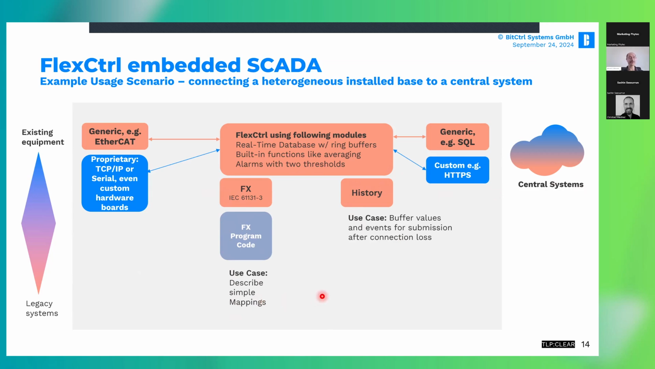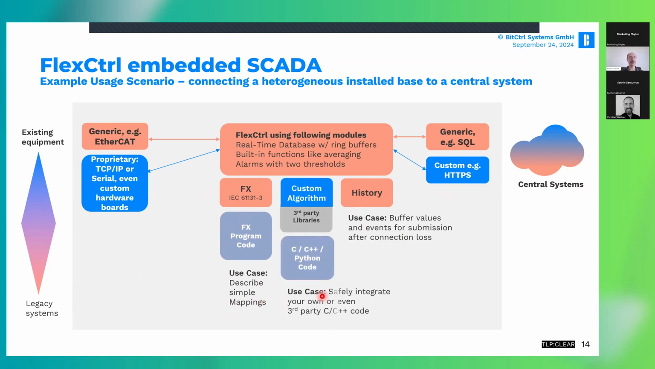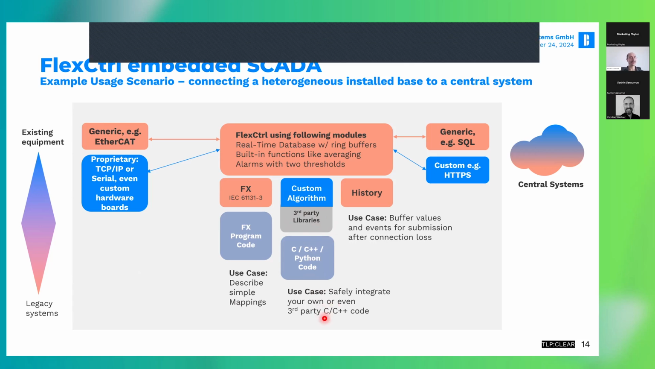And now a really interesting possibility is depicted in the middle. You could code a custom algorithm which may even contain third-party libraries that you might not even have the source code for. And this is possible with the Flex Control Toolkit. It allows you to safely integrate third-party C or C++ code.